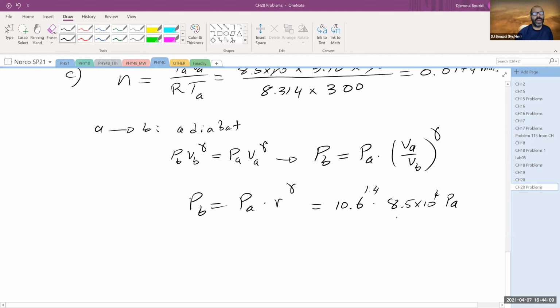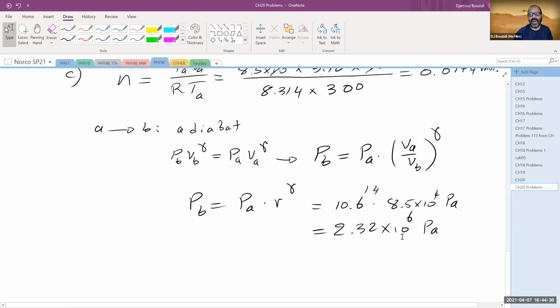So from here we can do the algebra. Let's do 10.6 to the power 1.4 times 8.5. I'm not going to deal with the power right now because I'm going to add it later on. So it's giving me 231.65, or 232 times 10 to the power 2. Add to it 10 to the power 4. So it's going to be 2.32 times 10 to the power 6 Pascal.